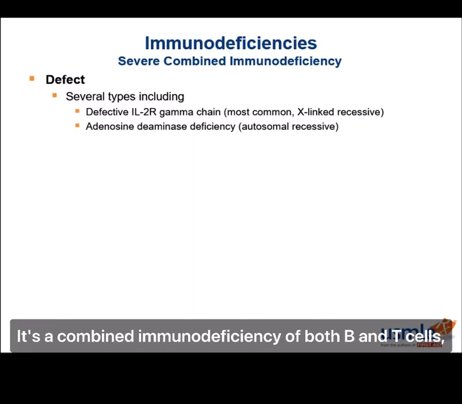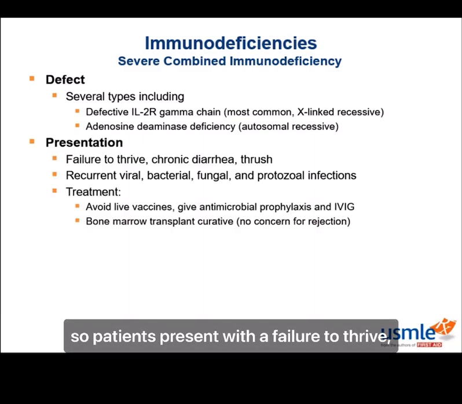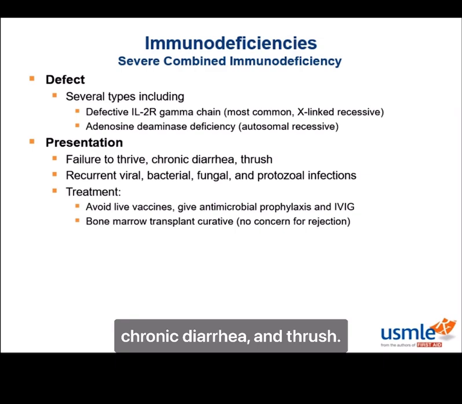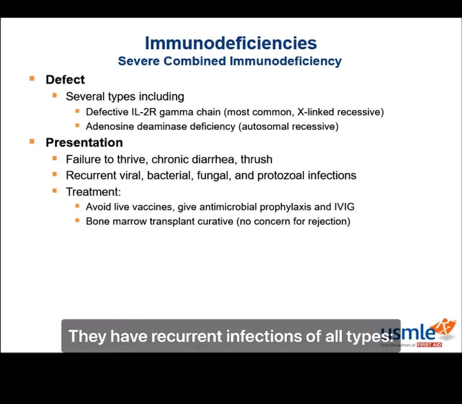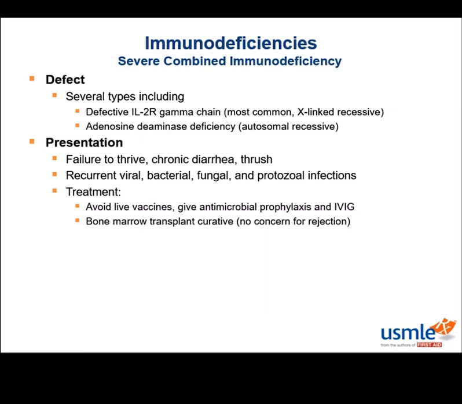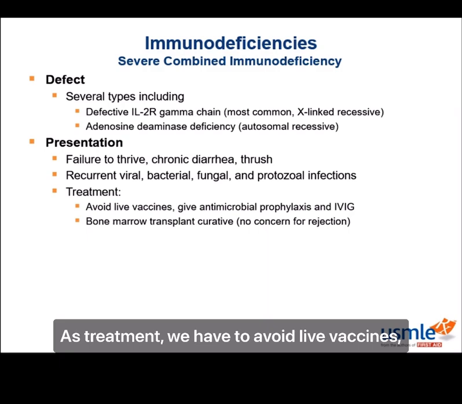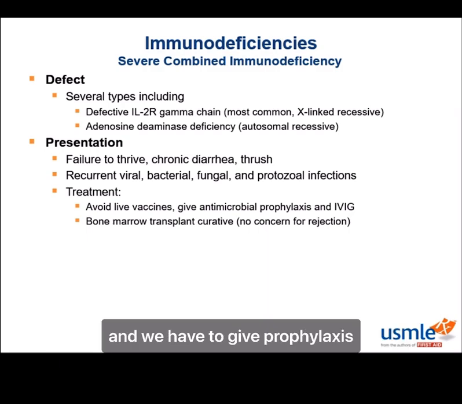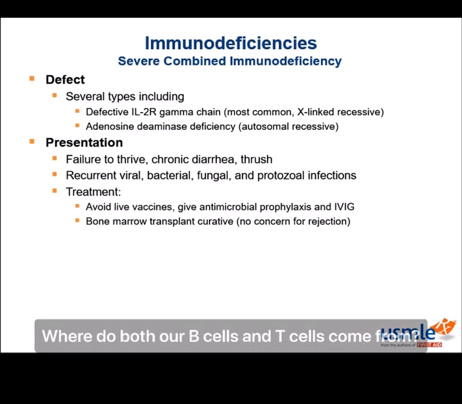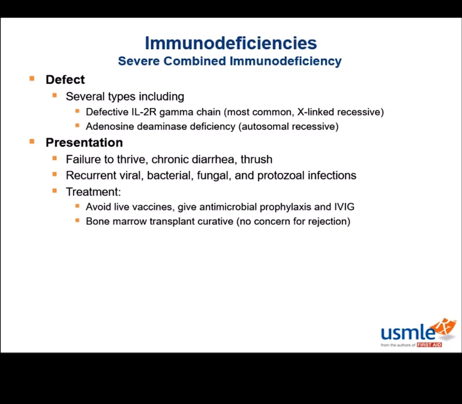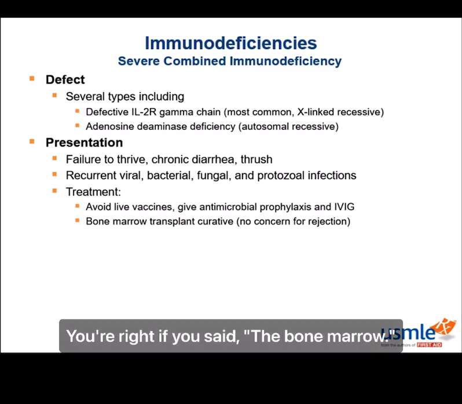So this presentation is going to be pretty severe. It's a combined immunodeficiency of both B and T cells. So patients present with failure to thrive, chronic diarrhea, and thrush. They have recurrent infections of all types: viral, bacterial, fungal, and protozoal. As treatment, we have to avoid live vaccines, and we have to give prophylaxis and IVIG, IV immunoglobulins. Where do both our B cells and T cells come from? You're right if you said the bone marrow. So a bone marrow transplant is curative.